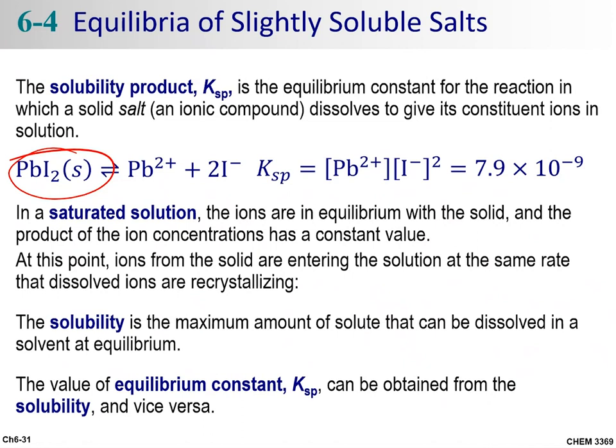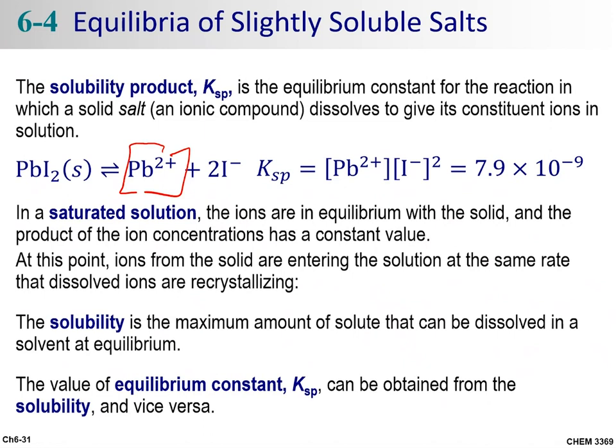If, on the other hand, you know the solubility, you can calculate the equilibrium constant. The solubility is defined as the maximum amount of the solute that can be dissolved in a solvent at equilibrium. Okay, so this is the solubility. So the solubility of this lead iodide is the concentration of Pb2+ ions, right?